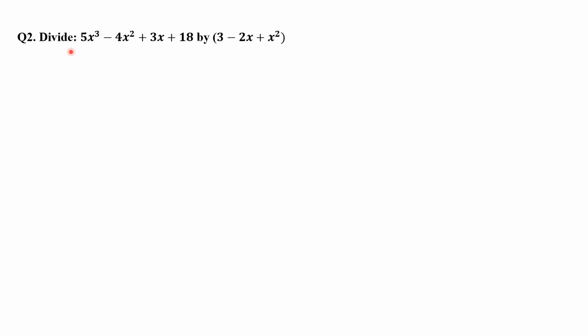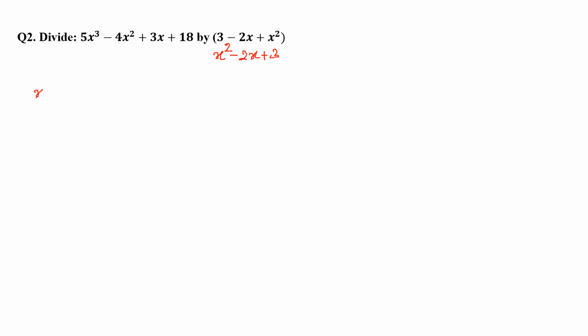Now question number 2. You have to divide 5x cube minus 4x square plus 3x plus 18 by 3 minus 2x plus x square. The first step is to arrange the terms of the dividend and divisor in the descending order of their degrees. In the dividend, the powers of x are 3, 2 and 1, so it is already in descending order. But the divisor is not in descending order, so first I have to arrange it. It becomes x square minus 2x plus 3. So x square is positive, then minus 2x, then plus 3.